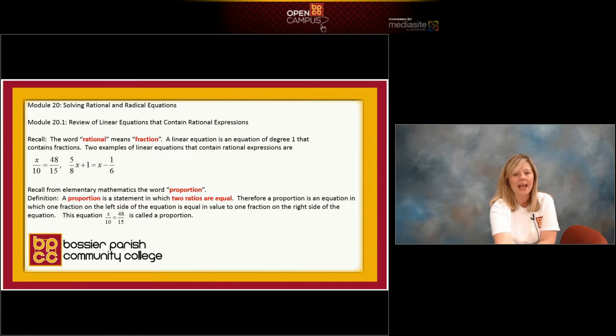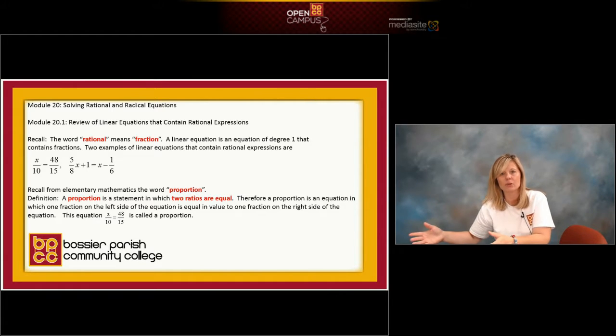The equation x over 10 equals 48 over 15. It's an equation, it has an equal sign. It's still linear, it's x to the first power. But if you look, the left side is a fraction. It's one fraction, x divided by 10. The right side is one fraction, 48 divided by 15. Back in elementary school, you did not call that a rational equation. You called it a special name, proportion. So a proportion is a type of rational equation.